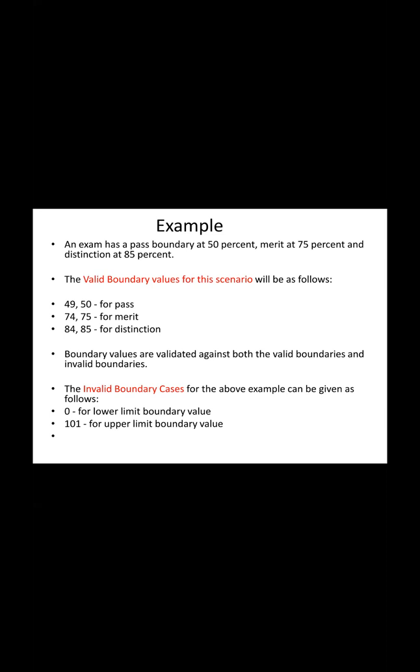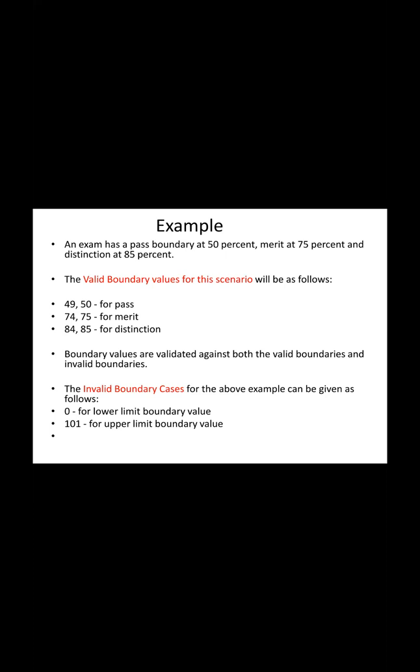Boundary values are validated against both the valid boundaries and invalid boundaries. So in boundary value analysis, how will we perform? We'll give some valid boundary values and invalid boundary values. If you give the value as 30, he fails. If you give the value as 49, he just passes. The invalid boundary cases for the above example can be given as 0 for the lower limit boundary value and 101 for the upper limit boundary value.